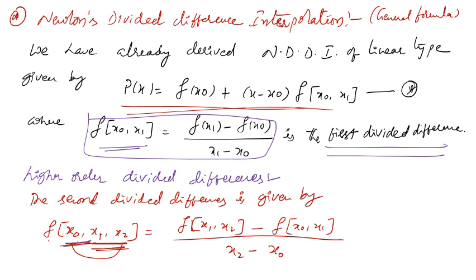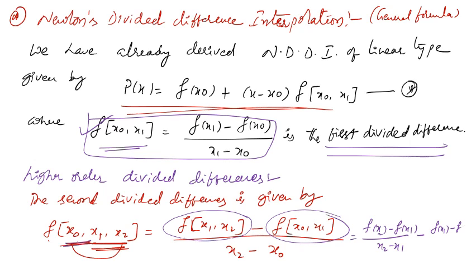Now let us substitute what is this f of x1, x2 and what is this f of x0, x1 by using this formula, first divided difference. What is first one? F of x1, x2 means what? If possible I will write here only. This is what? F of x2 minus f of x1 by x2 minus x1 minus what is f of x0, x1? F of x1 minus f of x0 by x1 minus x0 whole by what is this? X2 minus x0, isn't it? X2 minus x0. This is the first one, divided difference. This is the next divided difference.